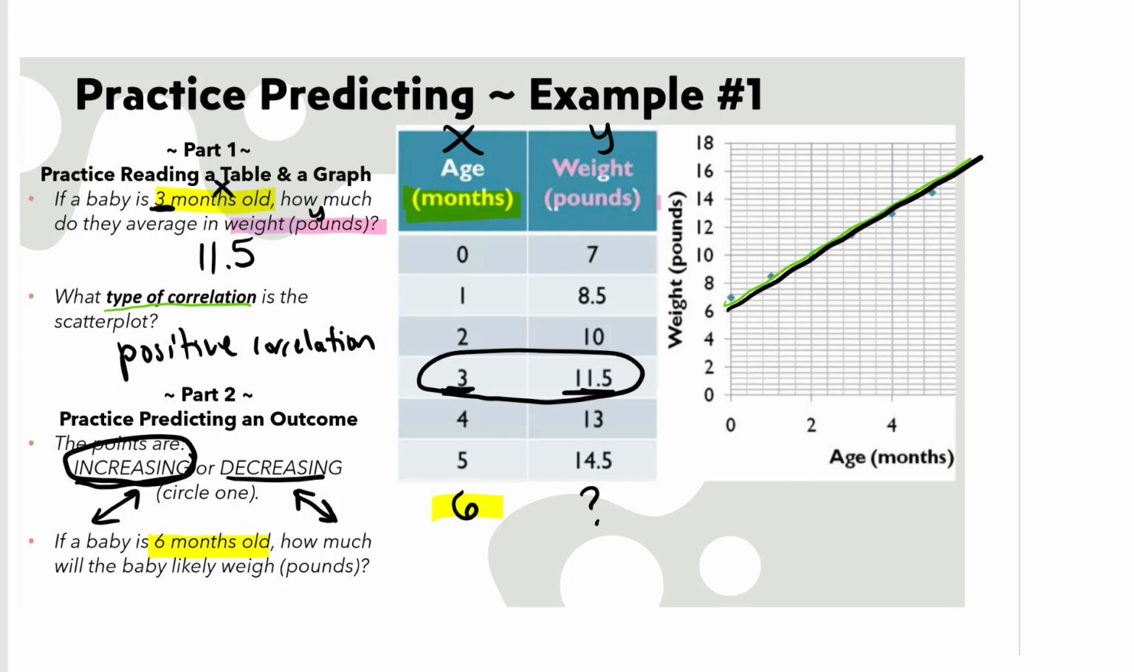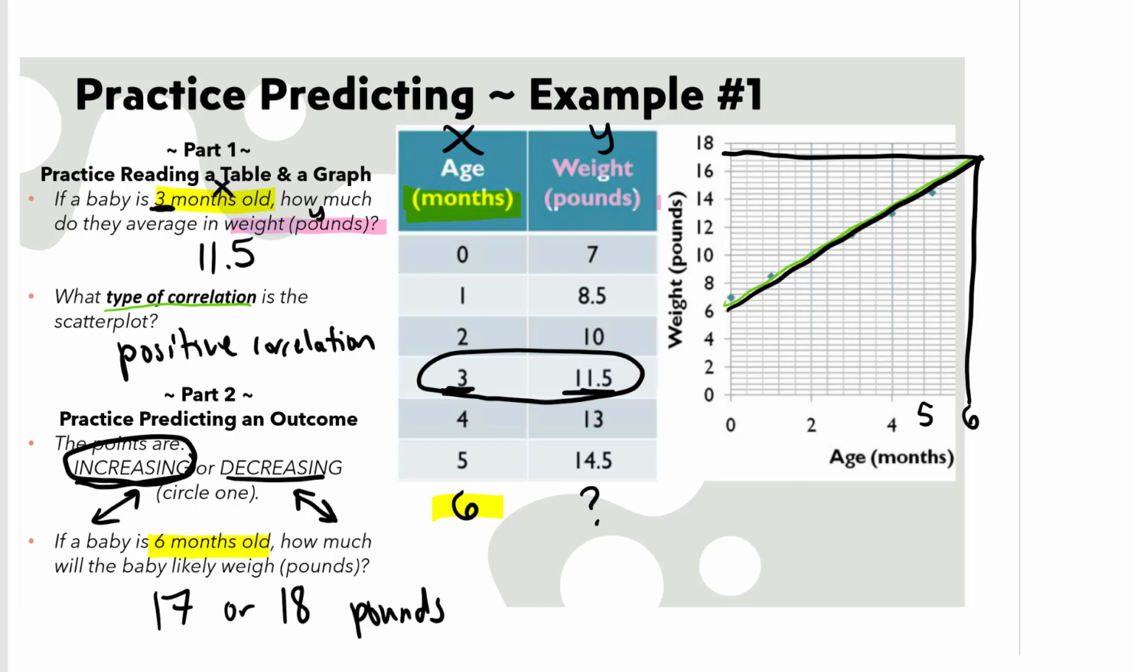So, if a baby is 6 months old, then they probably are going to weigh 17 or 18 pounds. So ahora podemos usar la gráfica y predecir la respuesta para si un bebé tiene 6 meses. No es exactamente, pero es una predicción. Okay, next example.